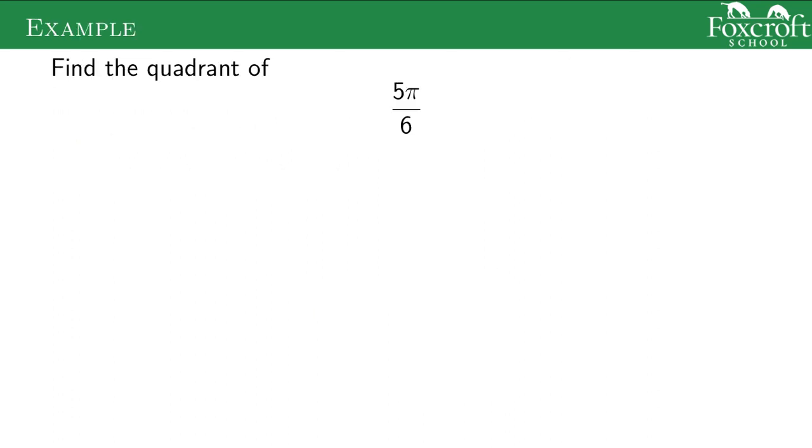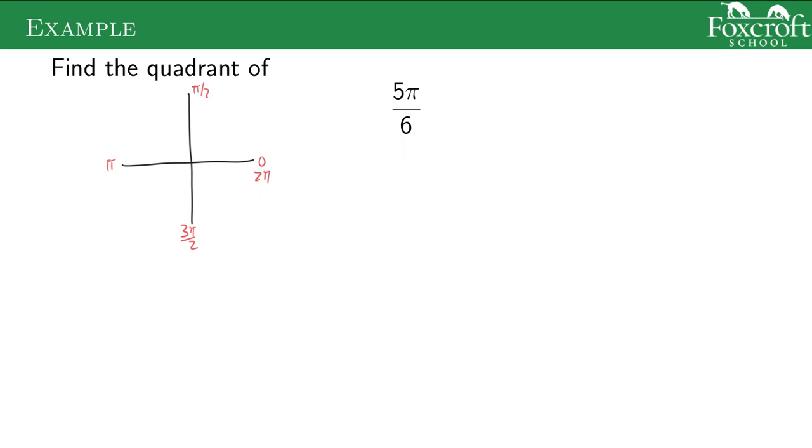So if we want to find the quadrant of 5 pi over 6, again, I'm going to draw what I just had on the last slide real quick. 0, pi over 2, pi, 3 pi over 2, and 2 pi. Those are the cutoff points for the angles. There's a bunch of different ways you could do this. I'm going to show one way in this example, and I'll show another way in the next example.